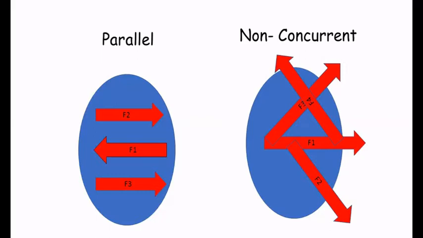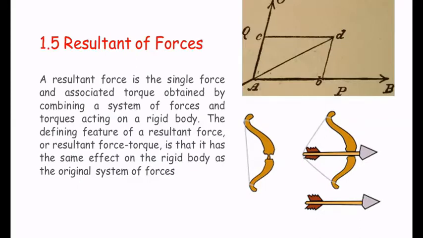On the right hand side, non-concurrent force. In a plane there are different types of forces, F1, F2, F3 and F4, traveling at different angles and different directions. So it is said to be the non-concurrent force. It is not similar to the previous forces.